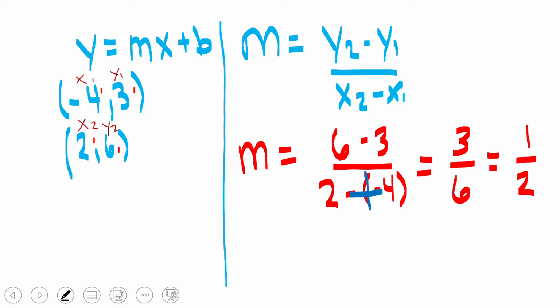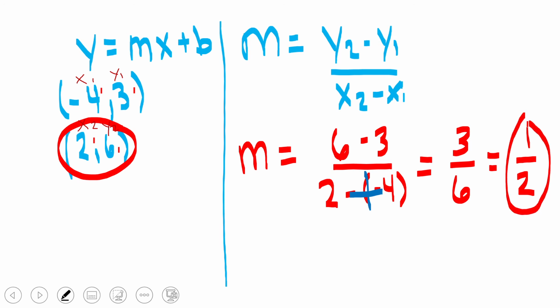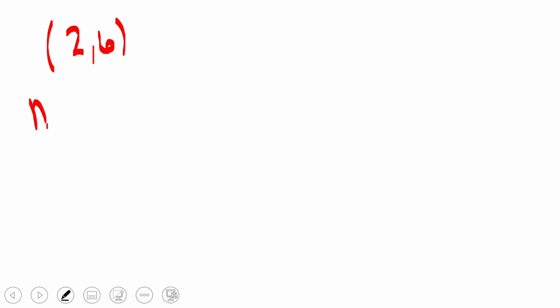Now we have a lot of information. We have the choice of 2 points on our graph. We solved for slope, and now we're going to solve for the y-intercept in our slope-intercept form. We pick a point to do that. We're going to just pick 2, 6. And we know slope is 1/2 from solving for that.